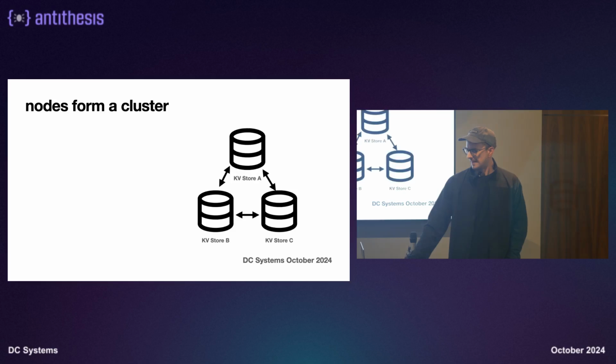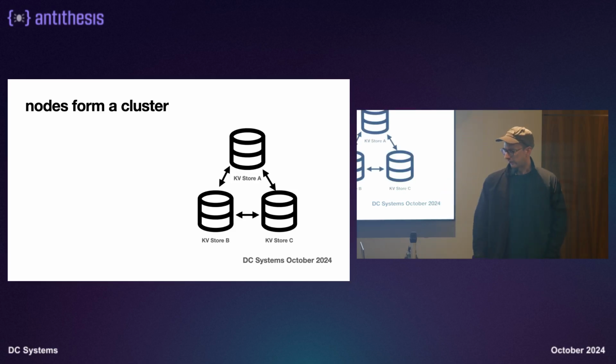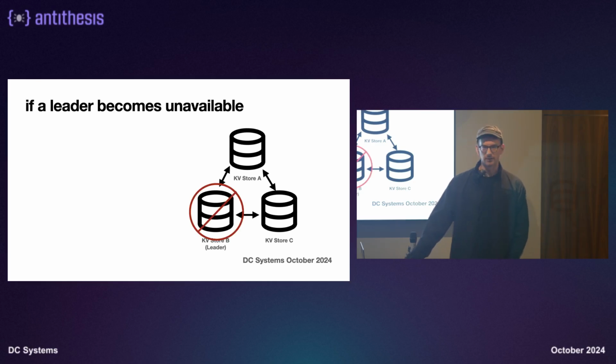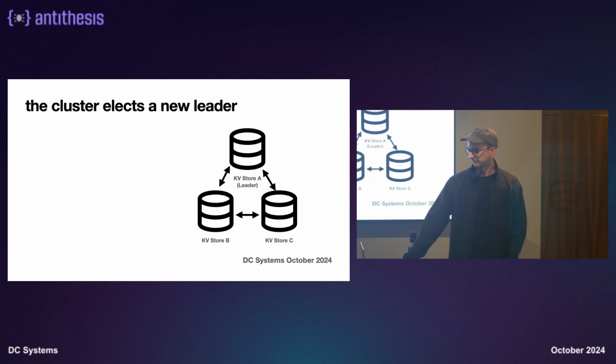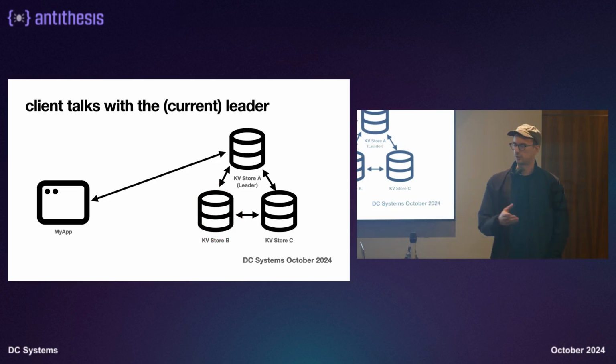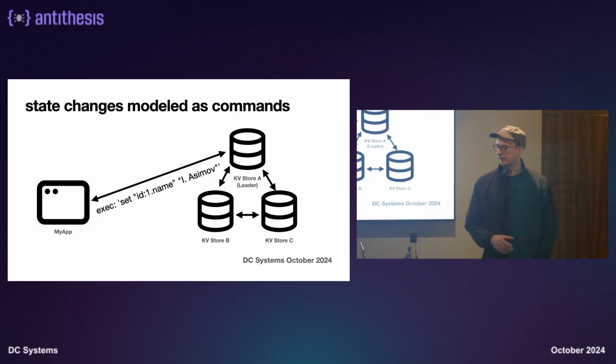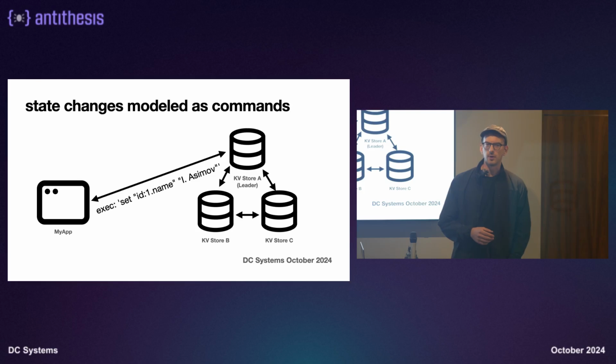So at a high level, a Raft cluster running Raft software, there will be multiple nodes that form a cluster that all talk to each other. And they'll decide among each other to elect one of them as a leader by majority vote. And if at any point in time the leader becomes unavailable, the cluster will elect a new leader. And your application will talk with whoever the current leader is. And they'll send commands to the leader and ask the leader to replicate these commands.